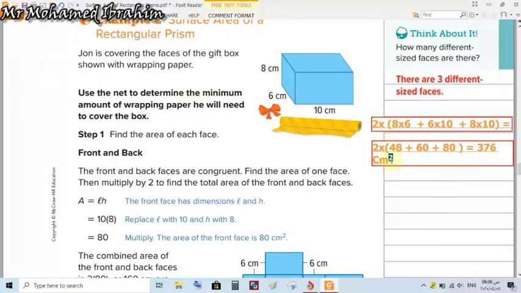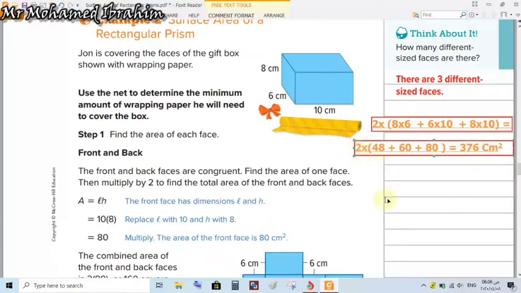So we have here 376 square centimeters. This is the area, the total area of the shape. This is the total area of the shape. I hope you understand me well. We need centimeter. Yes, very good.